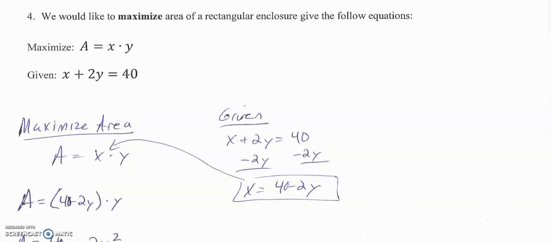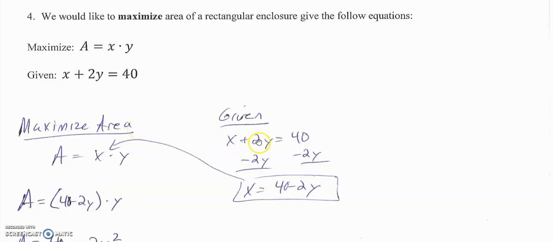So area is x times y. We're trying to maximize area, but we have x times y, two variables, so we have to have a given. The given is x plus 2y equals 40. Again, the problem is we can't maximize x times y because we have two variables. So we use the given, x plus 2y equals 40, to substitute into what we're trying to maximize, so we're dealing with one variable.